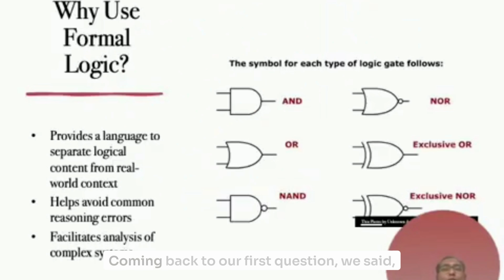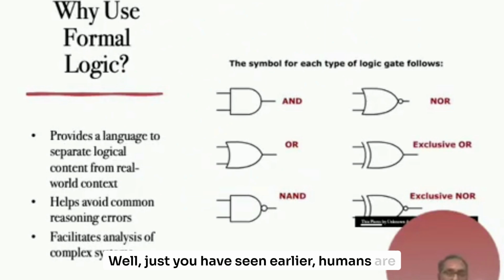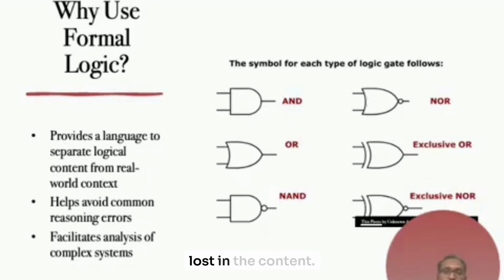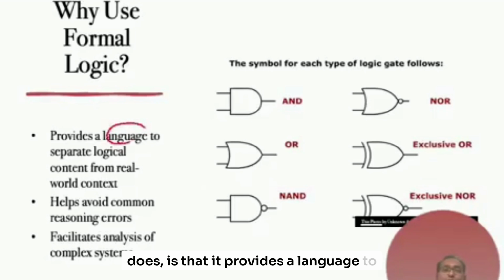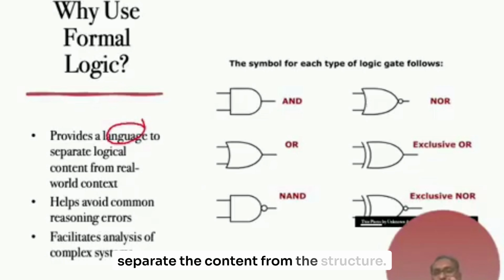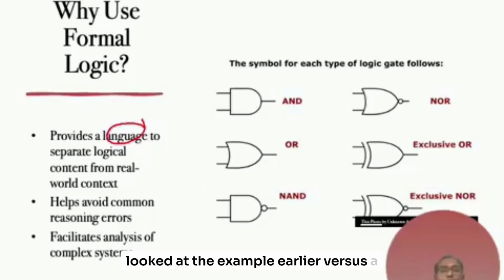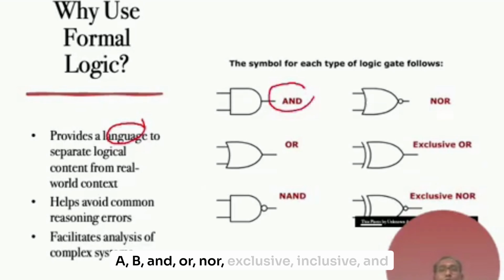Okay, so coming back to our first question, we said why use formal logic? Well, as you have seen earlier, humans are not good at using the rules of logic because they get lost in the content. What the branch of philosophy, logic, does is that it provides a language to separate the content from the structure, so you don't get lost in the world context about the dogs and humans that we looked at in the example earlier, versus a language that uses more abstract terms about A, B, and, or, nor, exclusive, inclusive, and whatnot.